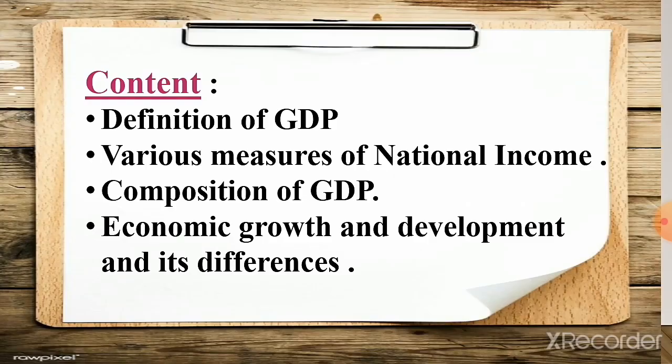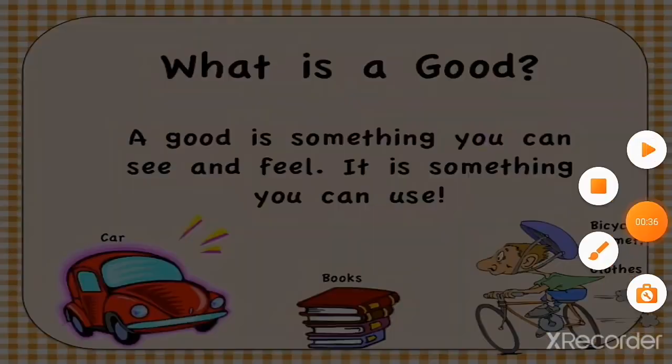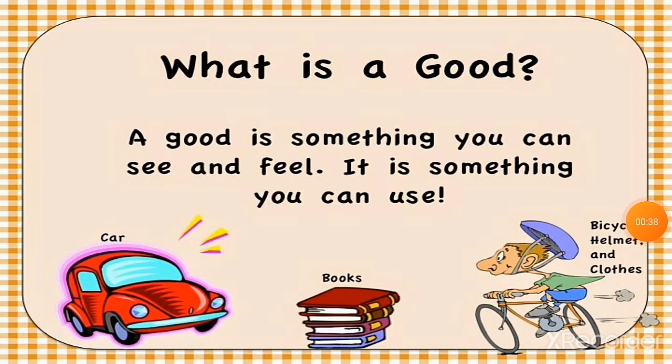In the last class, we discussed the definition of GDP, various measures of national income and composition of GDP. In this section, we are going to see economic growth and development and its differences. Before entering into the section, let us recall our previous portion.